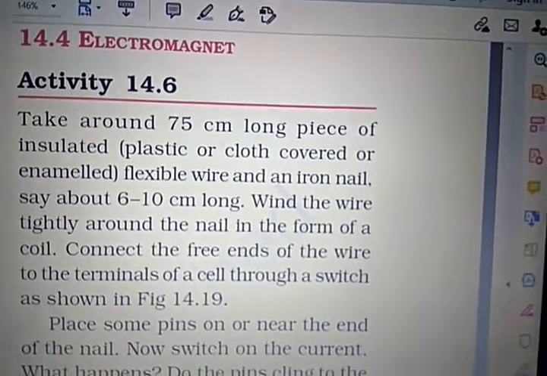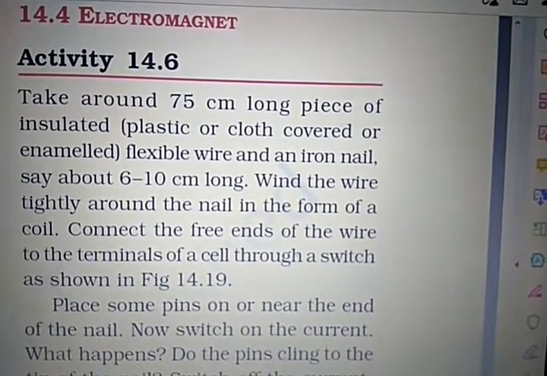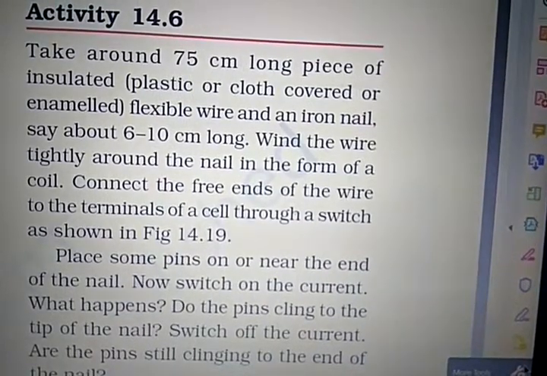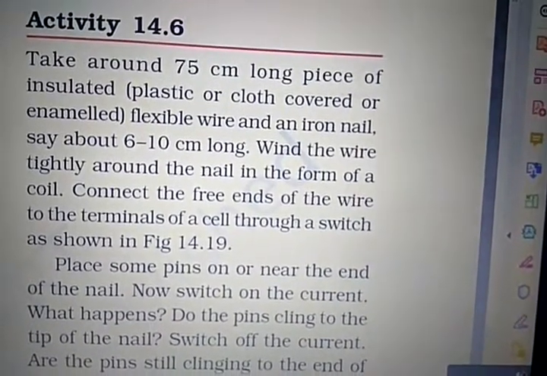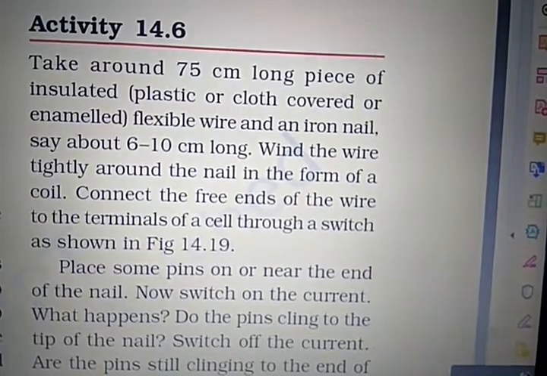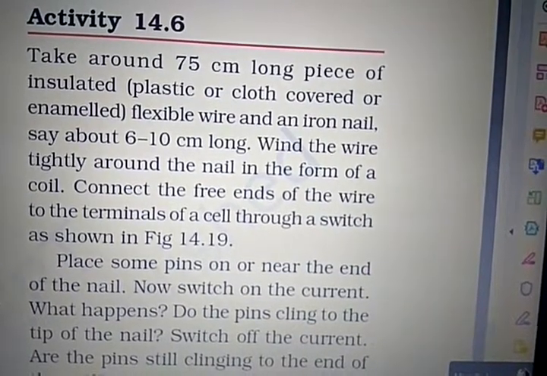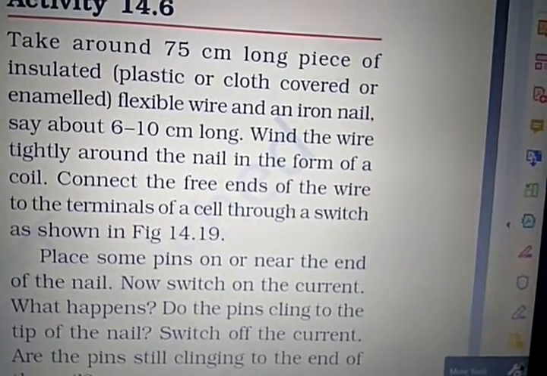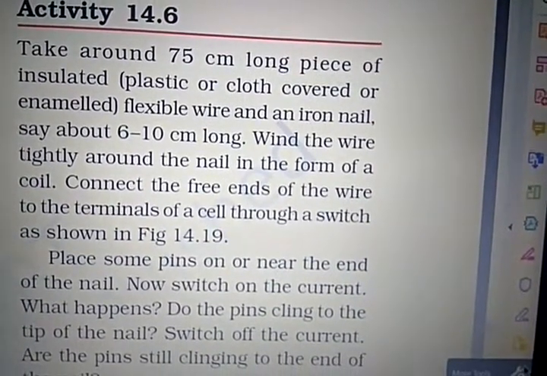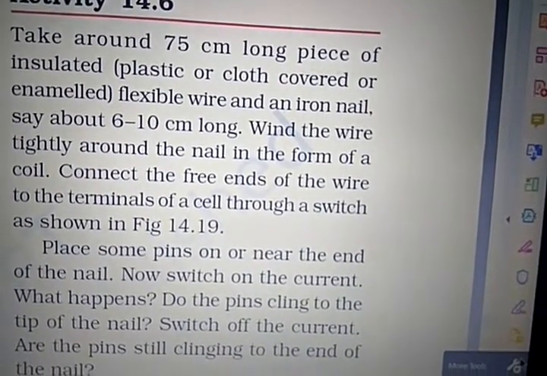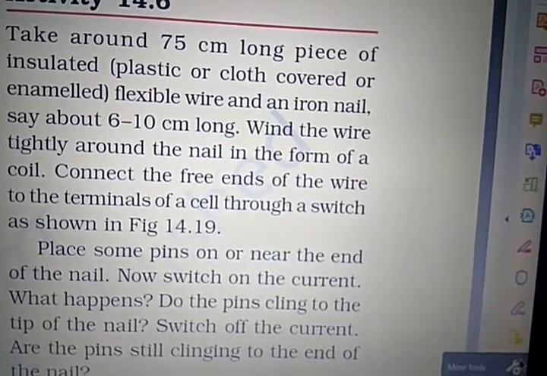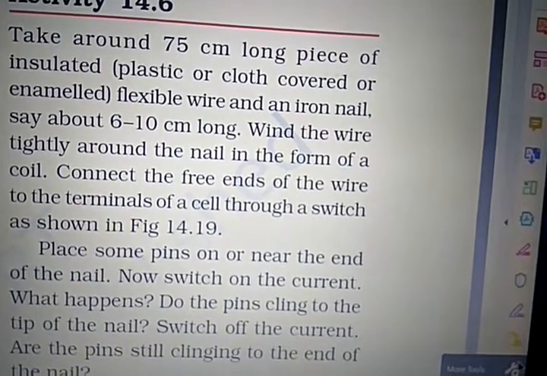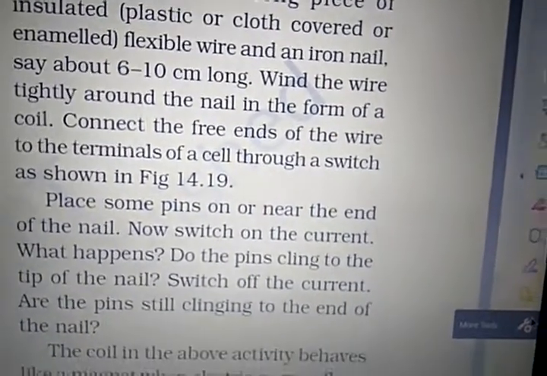So electromagnet, activity number 14.6. Take around 75 centimeter long piece of insulated, that is plastic and cloth covered, and enamel insulated copper wire. Flexible wire and an iron nail about 6 to 10 centimeter long. Wind, that is, tie it over. Wind the wire tightly around the nail in the form of a coil, as we saw.